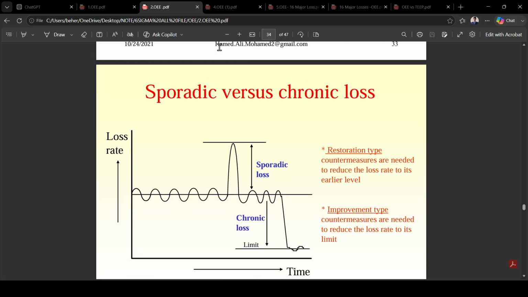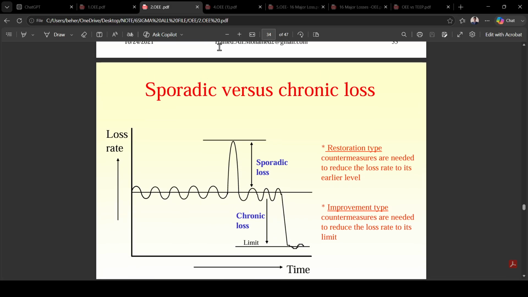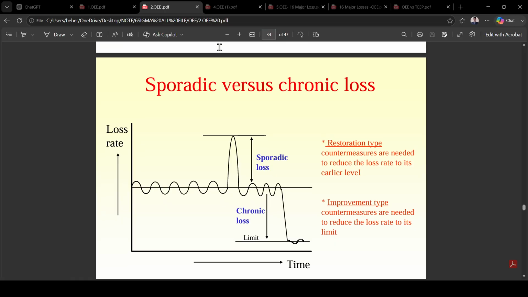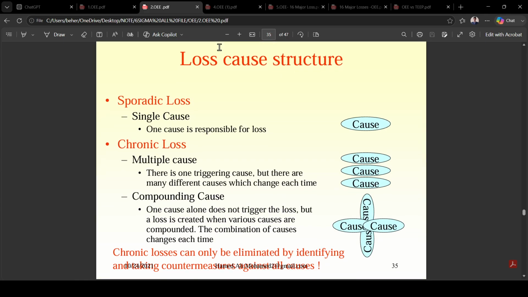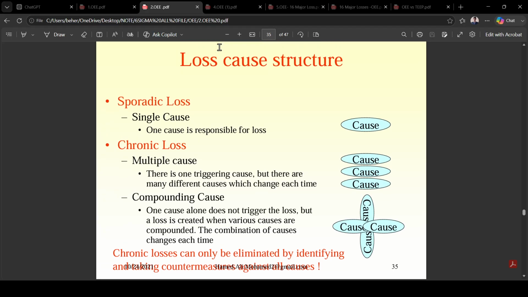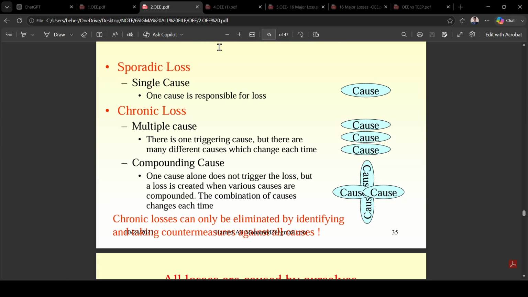Then sporadic versus chronic losses. Sporadic and chronic losses. Then this is the restoration type: countermeasures are needed to restore the rate to its level. Improvement type countermeasures are needed to reduce the losses to the limit. And loss cause structure. Sporadic loss: single cause, one cause is responsible for the loss. Chronic loss: multiple causes and compounding causes.